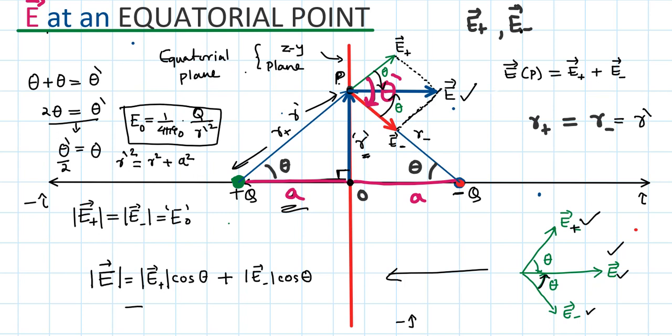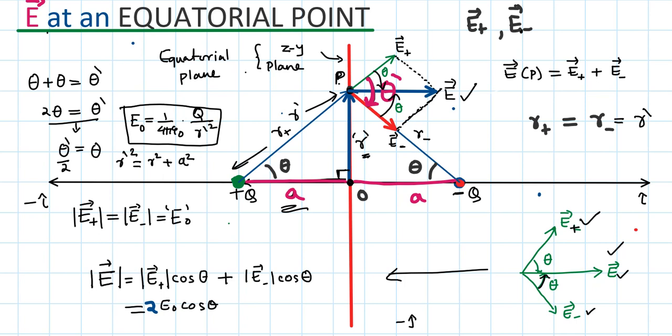So instead of the magnitude of E plus or the magnitude of E minus, I can write it together as E0 cos theta plus E0 cos theta. That is two same terms, and you are adding them, which means it is 2 times E0 cos theta. Very good. You know what E0 is. Now what is cos theta? How can you determine cos theta?